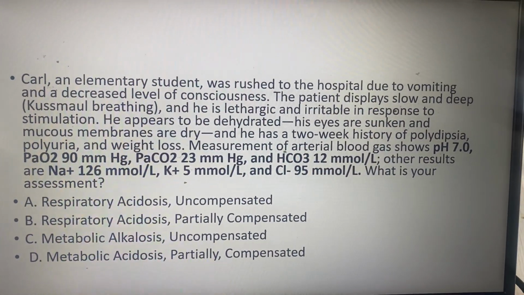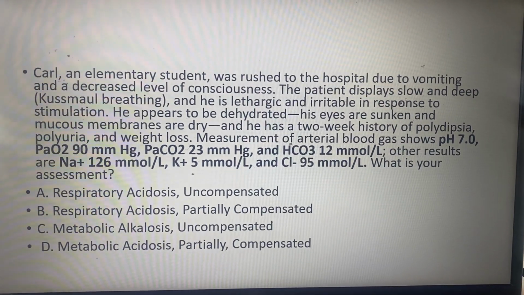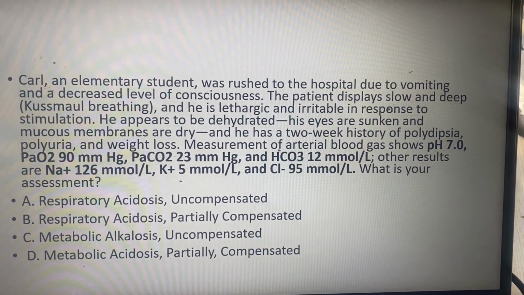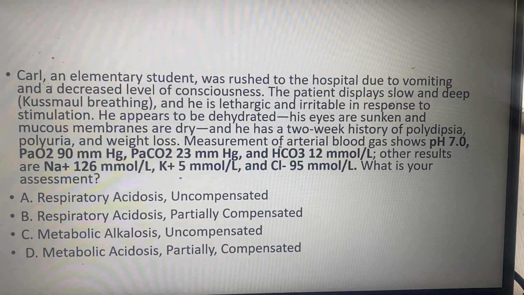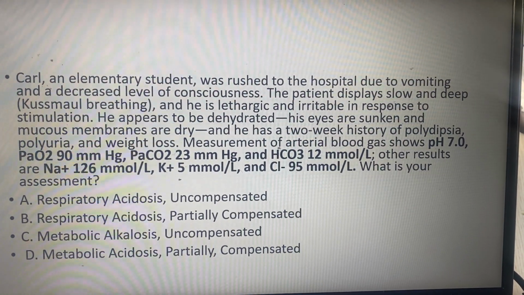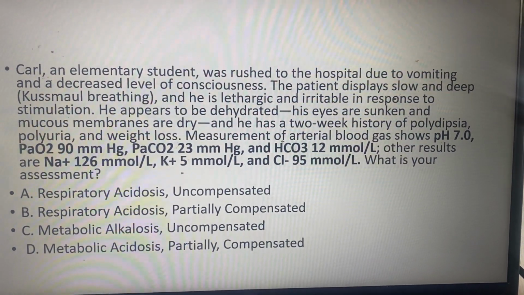So how are you with figuring out if someone is in respiratory or metabolic acidosis and if they're compensated or not? All right, so we have Carl, an elementary student, who was rushed to the hospital due to vomiting and a decreased level of consciousness. The patient shows slow and deep Kussmaul breathing, and he is lethargic and irritable in response to stimulation.